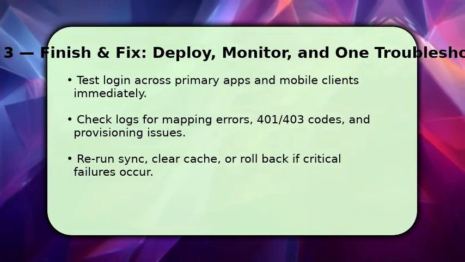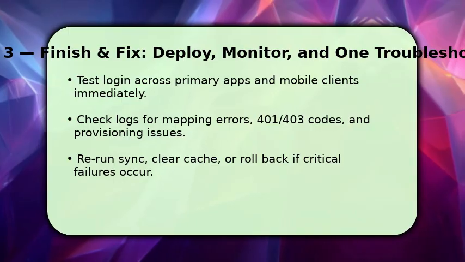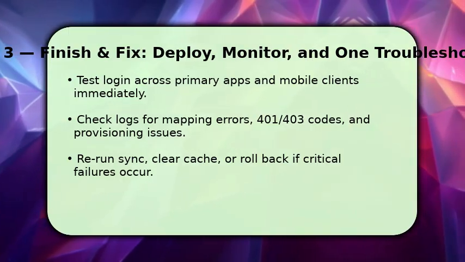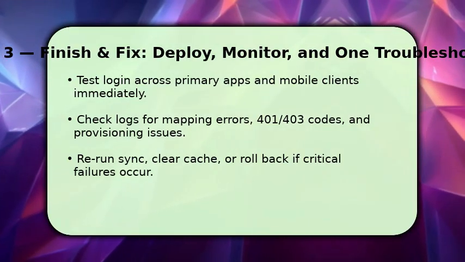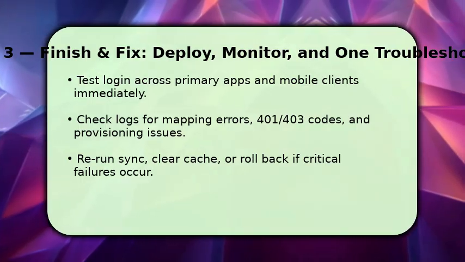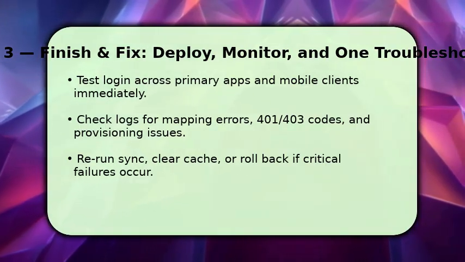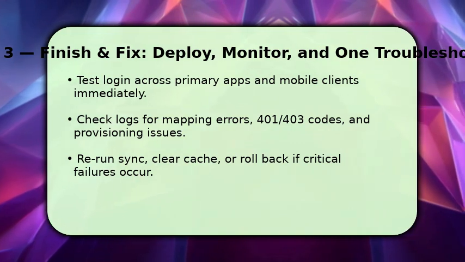If necessary, rerun user provisioning or clear local caches, and only roll back to the previous SSO ID if access is critically broken. One troubleshooting tip: always examine the SAML response or SIM trace first. It tells you.